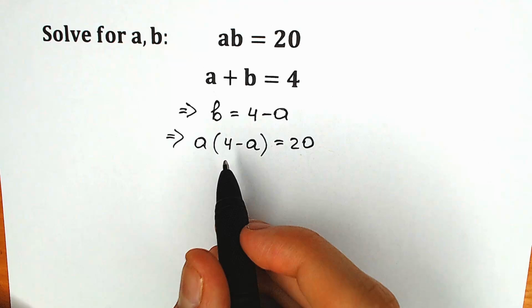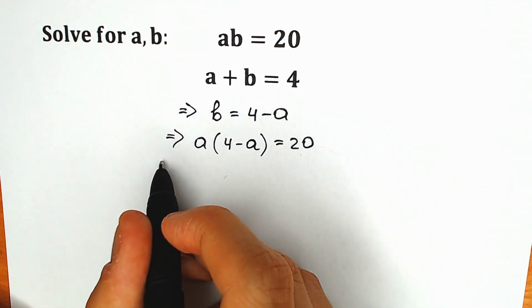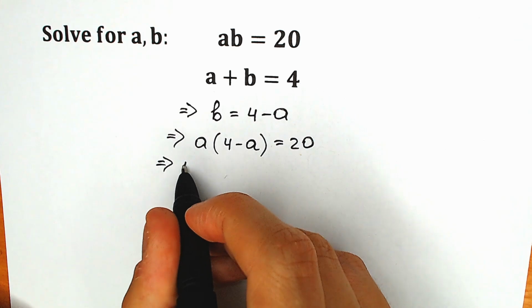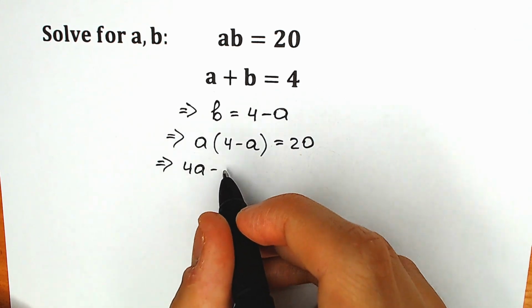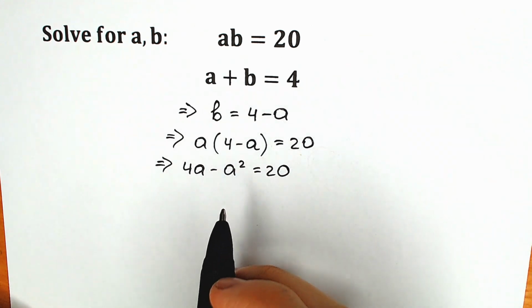Right now let's simplify this. We have only one variable, only a, so we can easily find it real quick. So as a result, we have 4a minus a squared equal to 20. Okay, this is a quadratic equation.